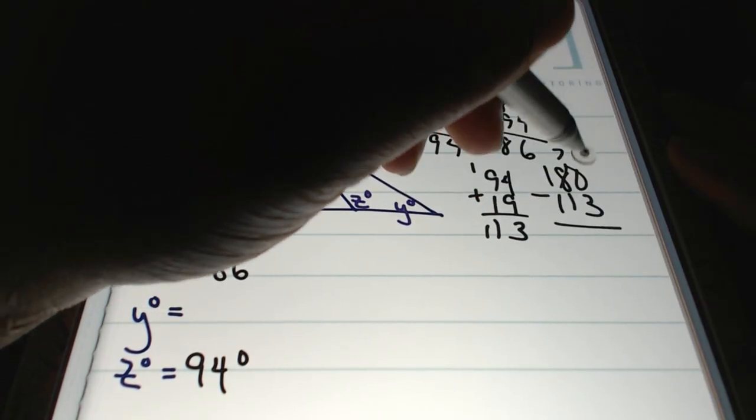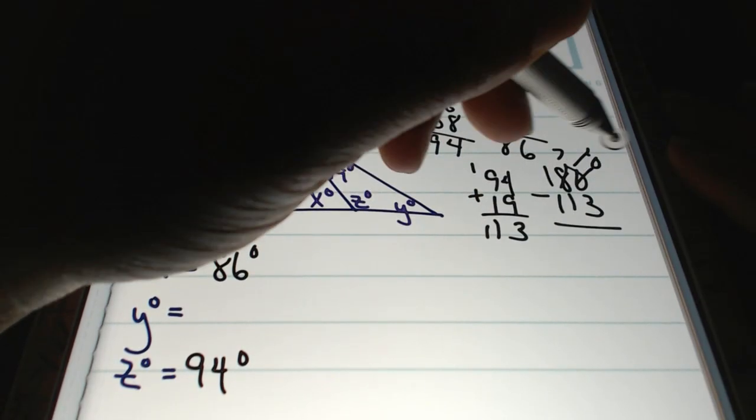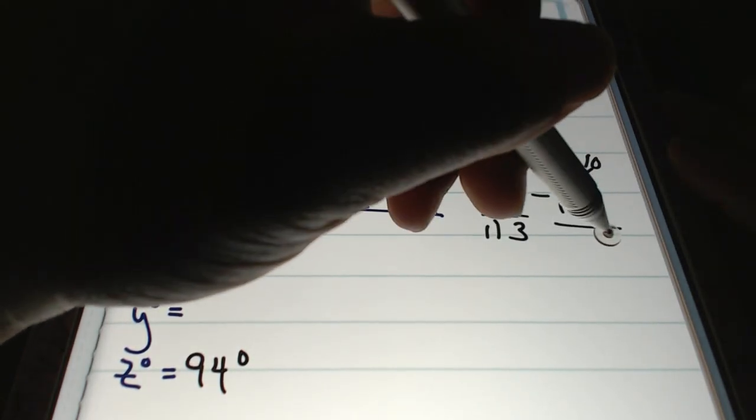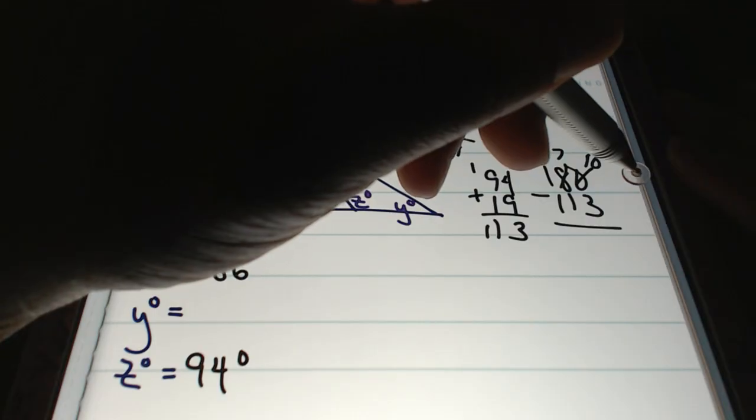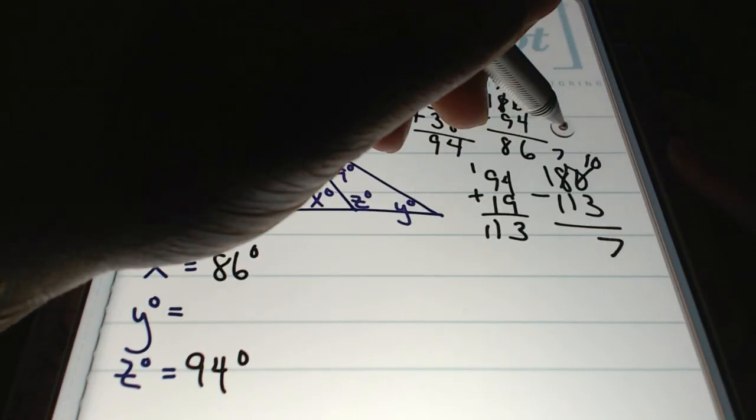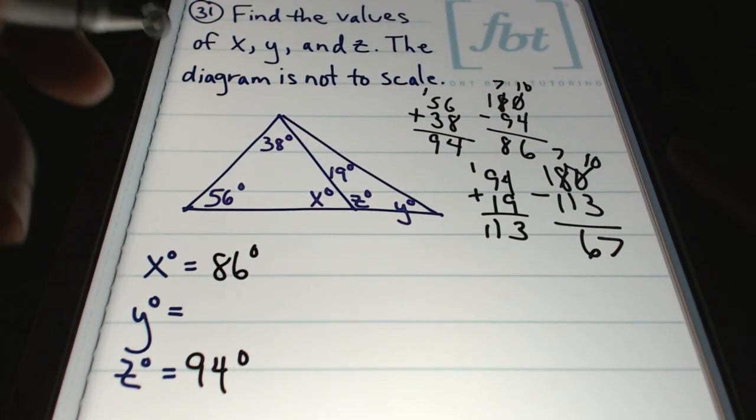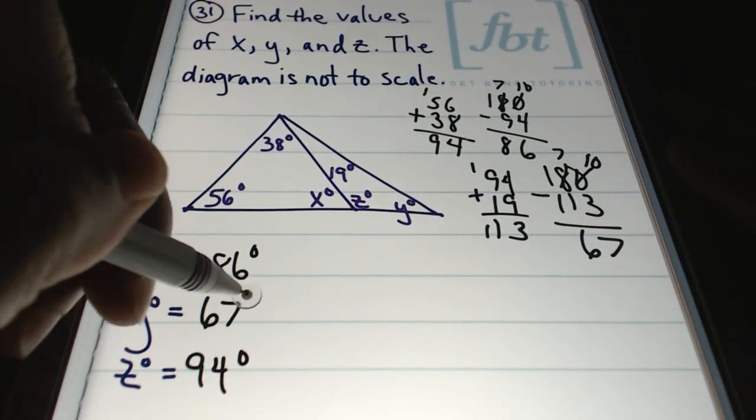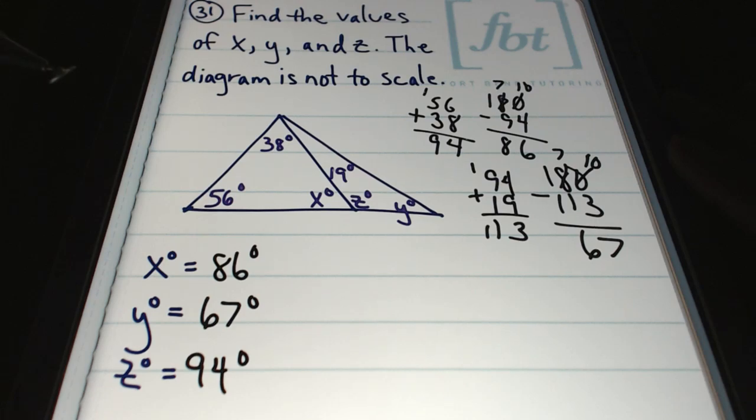Go ahead and borrow. Gotta borrow, guys. Gotta go to the bank. Oh, that's just ugly. Let's fix it. There we go. So 10 minus the 3 gives us 7 here. We have 7 minus the 1 that gives me 6. And so we end up with 67 degrees as a result. Ladies and gentlemen, for problem number 31, we have our 3 angles solved for.